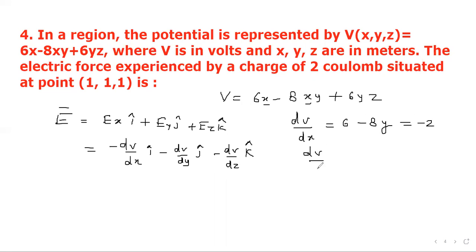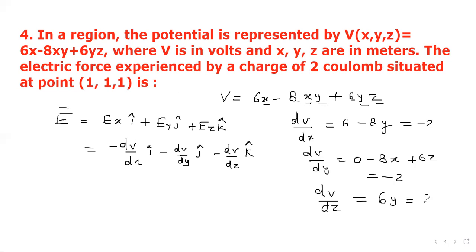Similarly, dB upon dy. So y will be variable, others will be constant. So the first term will be 0, minus 8x plus 6z. And when we put 1, 1, we get minus 2. Similarly, dB upon dz will be equal to: here z will be variable and other things will be constant. So these terms will become 0. Only 6y will be left, and y equal to 1, so we will get 6.